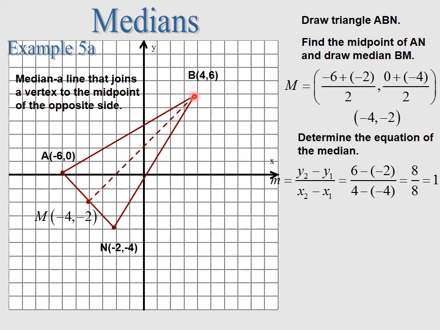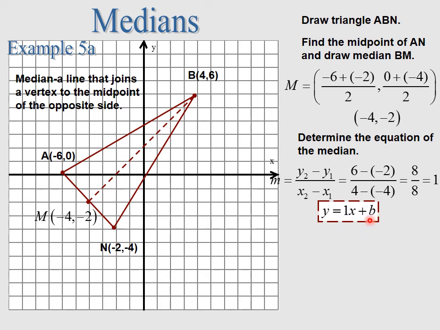So we'll subtract our y's, which is 6 minus negative 2, which we have here, and subtracting our x's in the same direction, 4 minus negative 4. That's what we have on the bottom. And that gives us 8 over 8, which simplifies to 1. So our slope is 1. And as we said, we want to use our y equals mx plus b. I've put that in a box because it's very important. So we've put in what we know so far. Our slope is 1. And now we have to solve for b.